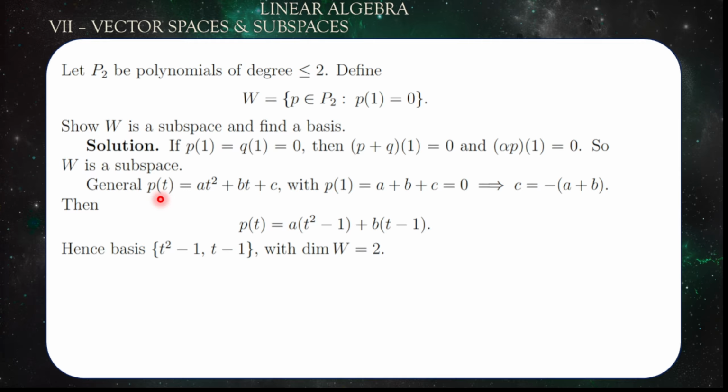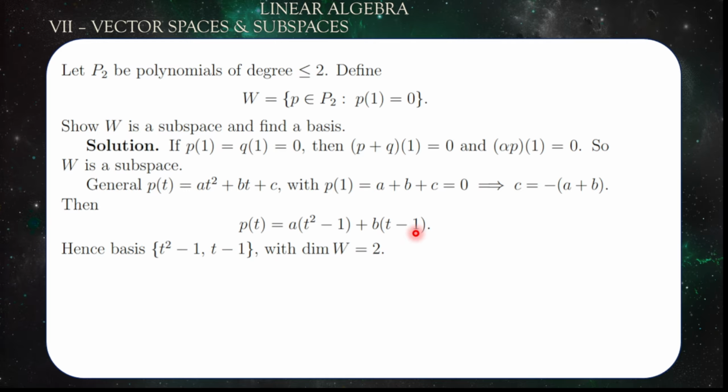Now, for a general P(t), let's assume P(t) is a quadratic because it's a polynomial. It is equal to at squared plus bt plus c. P(1) is a plus b plus c, which is equal to 0. So c is equal to minus a minus b. Then P(t) is equal to a times (t squared minus 1) plus b times (t minus 1).